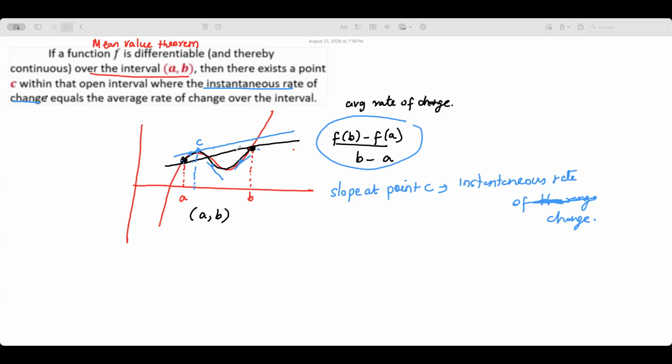So if you're able to draw a parallel line to the black line in such a way that the blue line is just a tangent to any point on that graph, then in that case, you can say at point C, the instantaneous rate of change is equal to the average rate of change over that open interval. Any questions? Okay, can I move on?